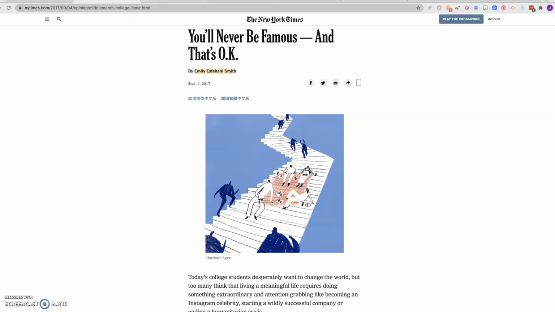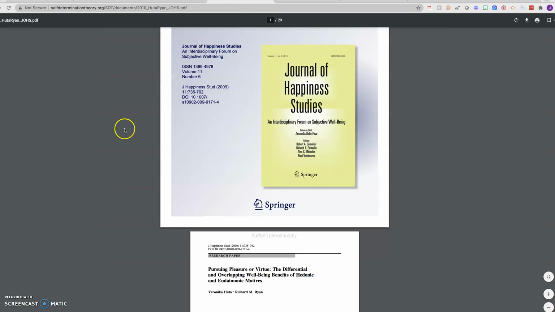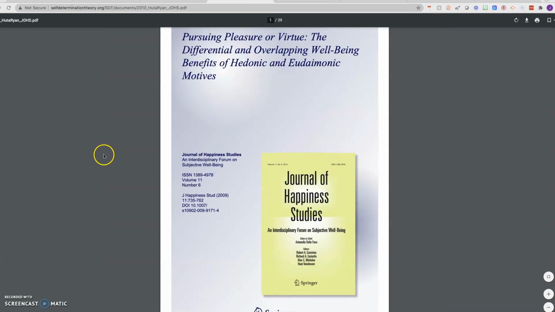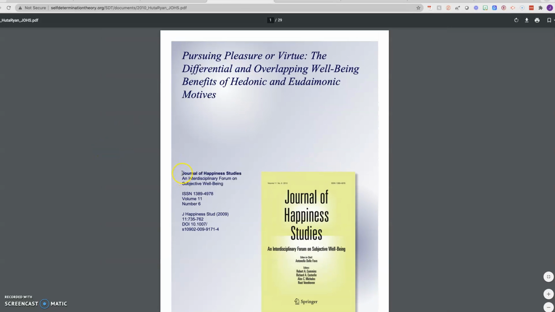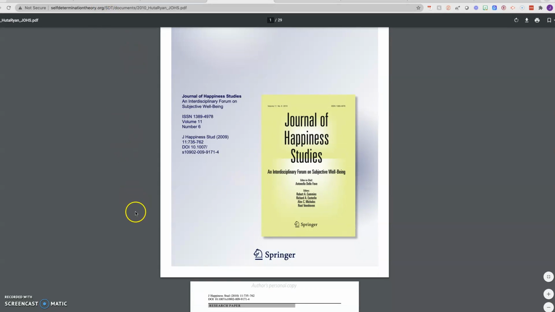Let's take a look at another example. So again, here's one of the studies that she's linked to. This is the other study that she's linked to. Again, we see that it's coming from an academic journal. In this case, it's the Journal of Happiness Studies. That we have this very long title shows us that this is not for the casual reader. This is not the student reader who's going to the New York Times opinion section.